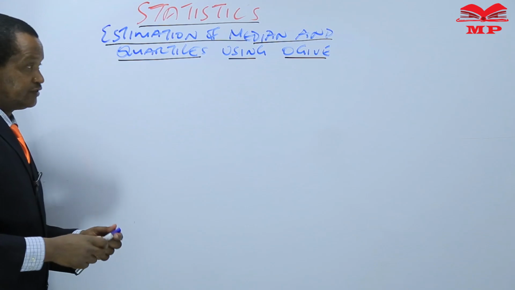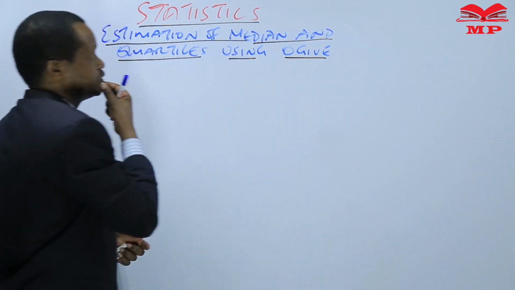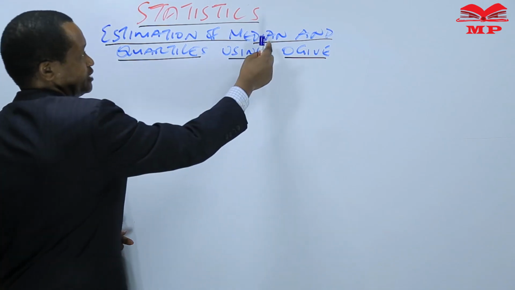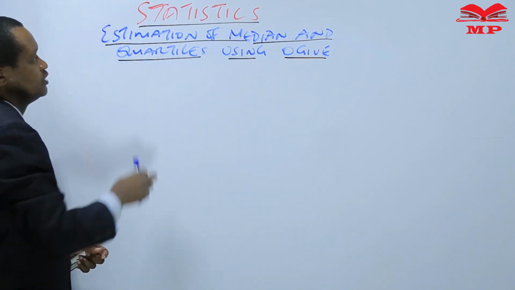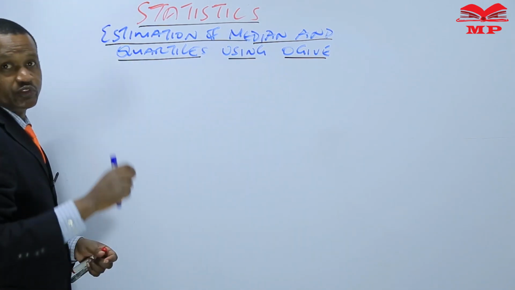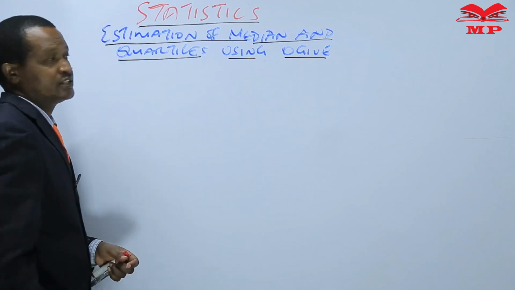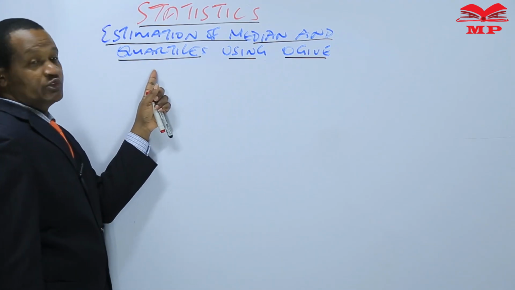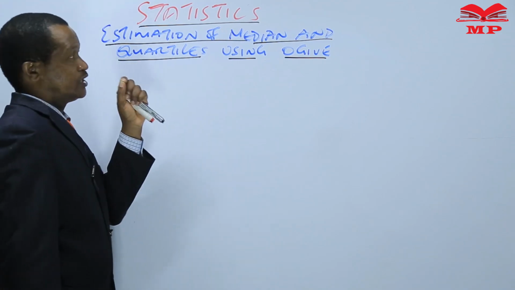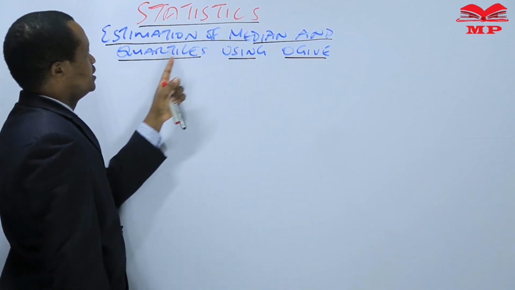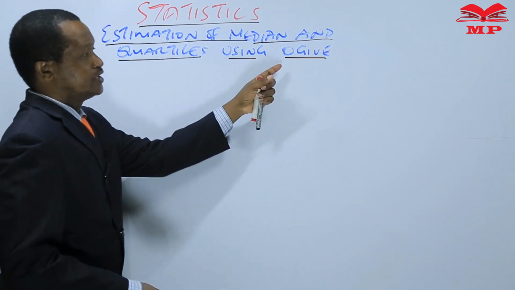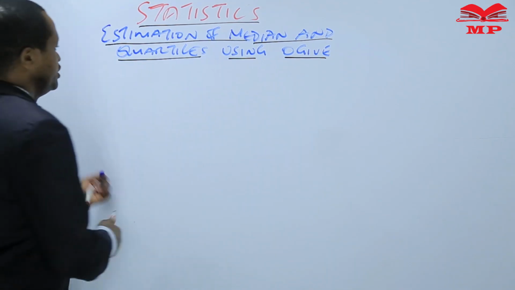First, I will define what an ogive is. In our last lessons, we calculated the median using a formula. We also calculated quartiles using a formula. So learners, other than determining the median and quartiles using the formula, we can also estimate the median and quartiles using an ogive.